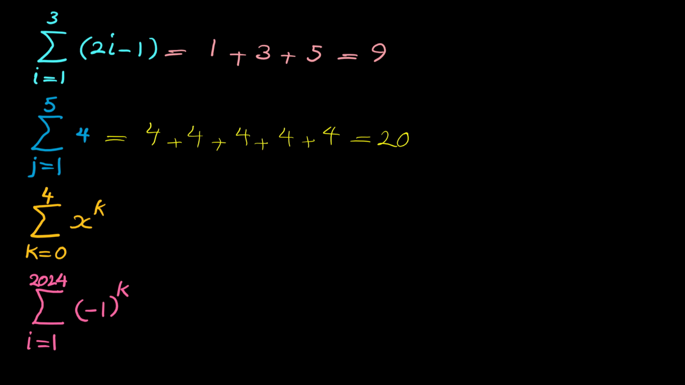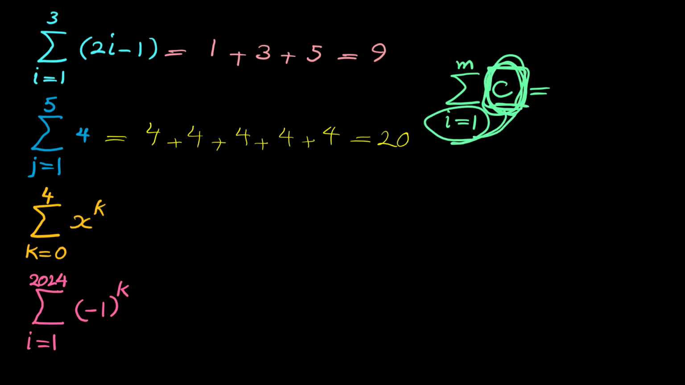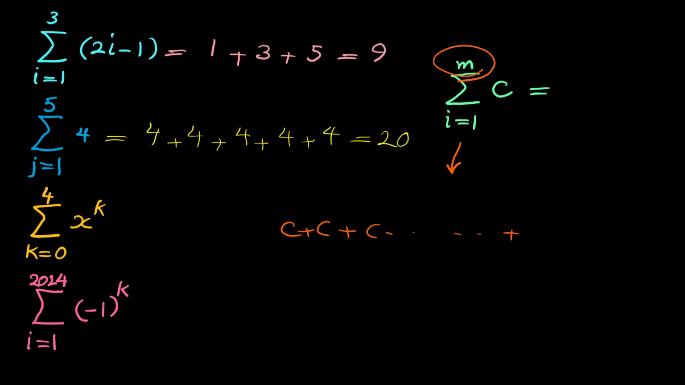In general, let's say we have a sigma i from 1 to m. And suppose the term is just C. What is this sum? As you can see, in the term we don't have any i. So all the terms of this sigma are C. So basically, this sigma shows C plus C plus C forever up to the last term, which is m. So we have to add C. How many times do we want to add C to itself? m times, because i goes from 1 to m.